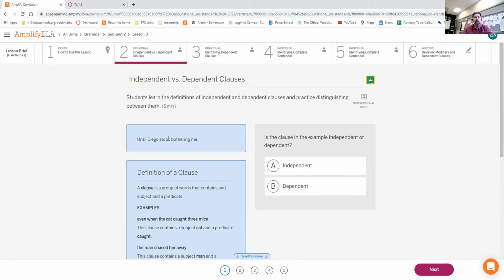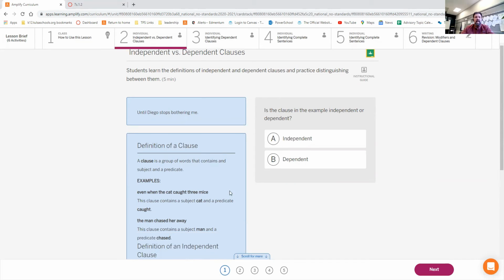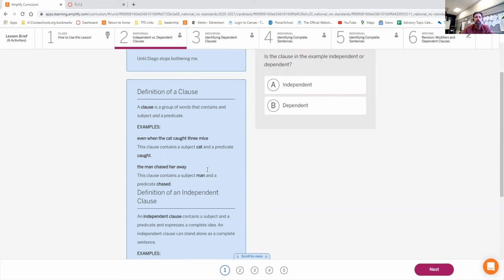And a dependent clause, the difference is, it has a word that ties it to the other stuff and makes it need that information. And they've got a couple of examples here. Even when the cat caught 3 mice. You see, the cat caught 3 mice, that's a sentence all by itself. But because we've put even when in the front of it, now it's depending on something else, and it becomes the secondary point of the sentence.